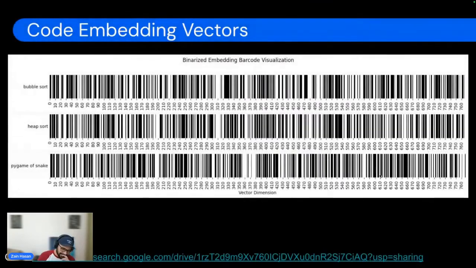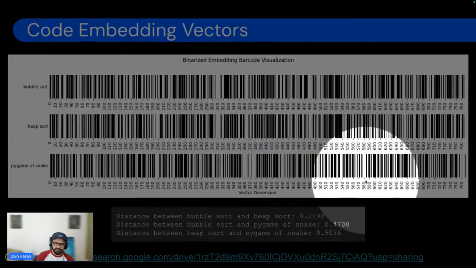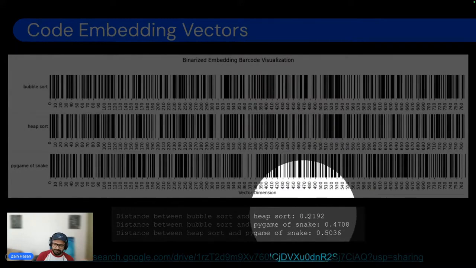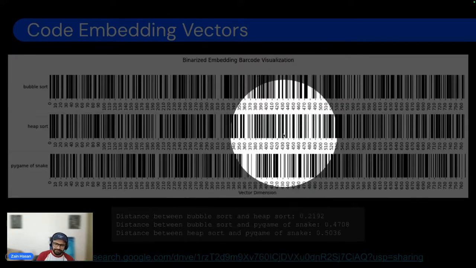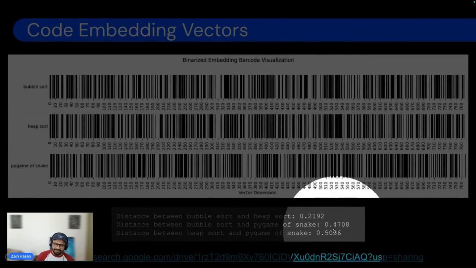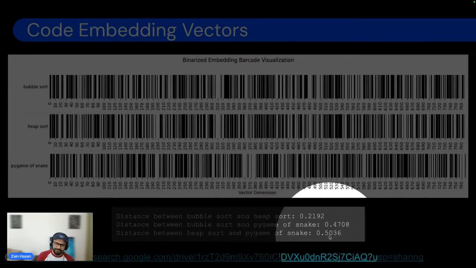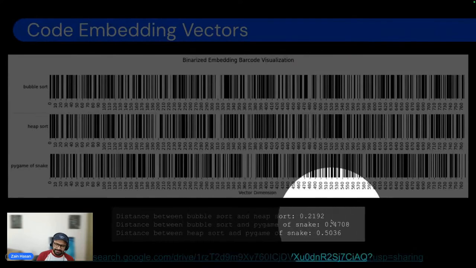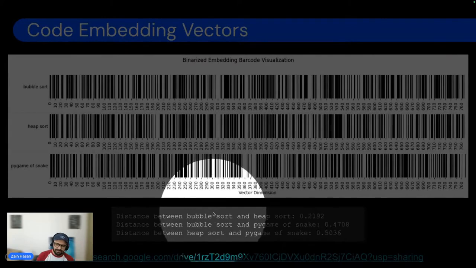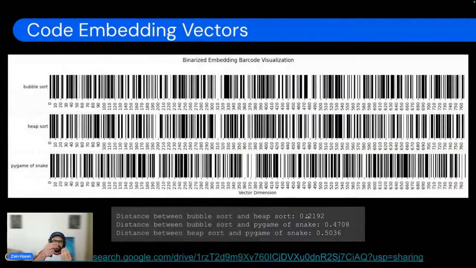So then what I actually did is I calculated the distances between the bubble sort vector and the heap sort vector, and that was 0.22, let's say. And then the bubble sort and the Pygame vector was actually around 0.5. And then the heap sort and the Pygame vectors were 0.5 as well. So notice how code that is irrelevant or dissimilar has a higher distance. The vectors have a higher distance. Code that is more similar, bubble sort and heap sort, the vector distance is actually smaller. So those vectors are closer together in embedding space.